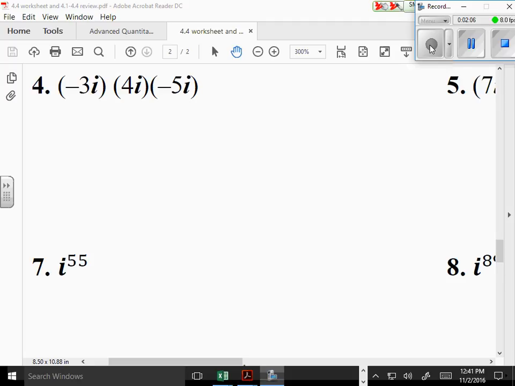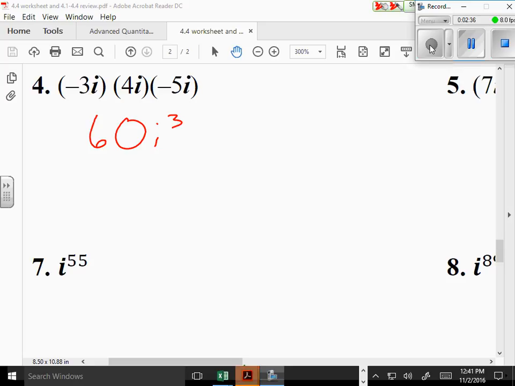Okay, so number 4, when you're multiplying all of those together, look at your coefficients. You've got 3 and 4 and 5. We just multiply negative 3 and negative 5. Just multiply them all together. What do you get? Negative 3 times 4 times negative 5. What is that? 60. Positive 60. 60 i cubed.